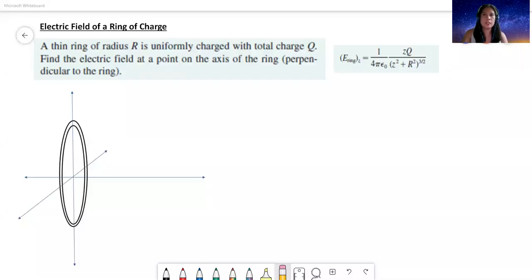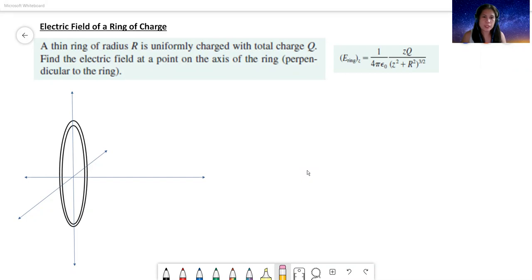Hello class, in this video I'll be discussing electric field calculation for a ring of charge. Okay, so the problem goes like this. A thin ring of radius r is uniformly charged with a total charge of q.